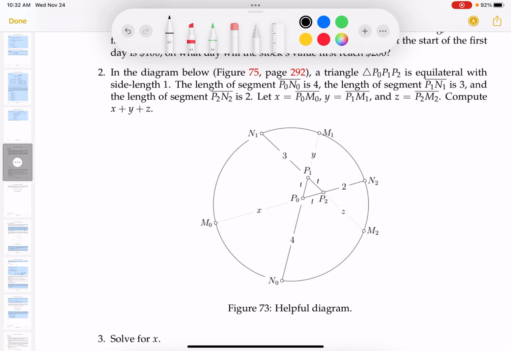All right? And then it goes on, the lengths of the segments P0 N0. I'm looking around for that. Yeah, that says 4. It's clearly labeled. And P1 N1. Let me see if I see that. P1 N1 is 3. Yeah, I see that. Nicely labeled. And then they say the length of segment P2 N2. Let me take a look at that. Yes, 2. I see that. And then they say X is P0 M0. I see that. And they say that Y is P1 M1. Let me see if I see that. Yep, I see that. And Z is P2 M2. All right? And they want me to compute X plus Y plus Z.